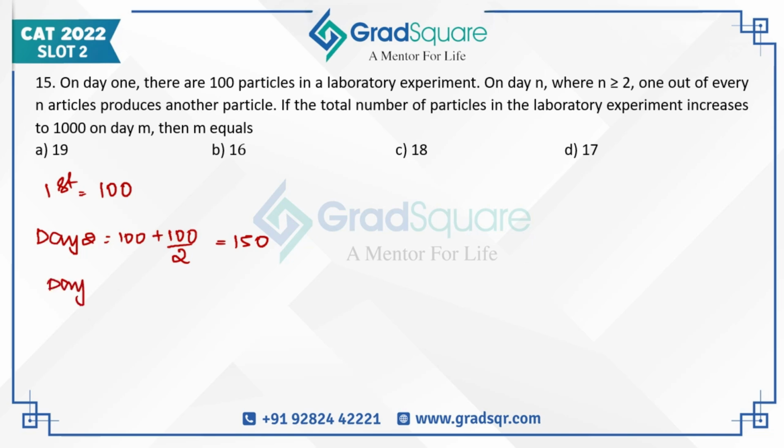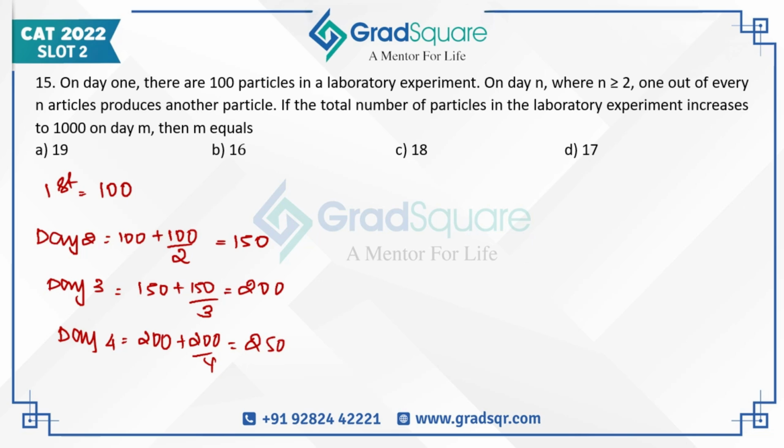Now day 3 will be what? 150 plus 150 by 3, because this is the third day, which is going to be 200 particles on day 3. Now let's move to day 4. Day 4 will be what? 200 plus 200 by 4, and this is going to be 250.